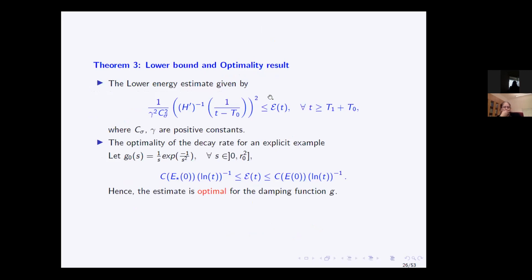We prove that the new energy is satisfying this lower energy estimate. So it depends on the function h. And also the important result is that the optimality of this is proved for an explicit example. That means for g of 0 equal to this function, we have the energy satisfying a logarithmic decay rate stability, logarithmic stability, which is optimal. As you can see here, we have the upper and the lower energy estimate have the same decay rate.